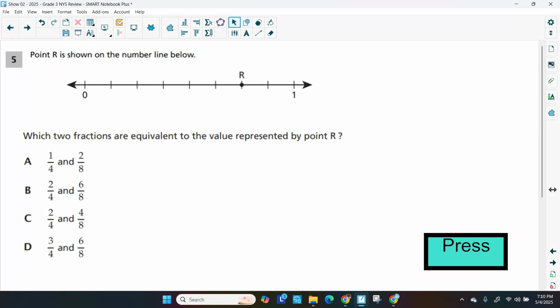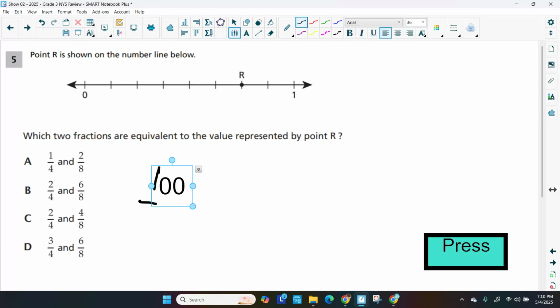Well, let's see. So you're going to count what now? The little ticks? Yep. But first, we always count the spaces, not the lines. So the spaces are 1, 2, 3, 4, 5, 6, 7, 8. And the lines are 1, 2, 3, 4, 5, 6, 7.